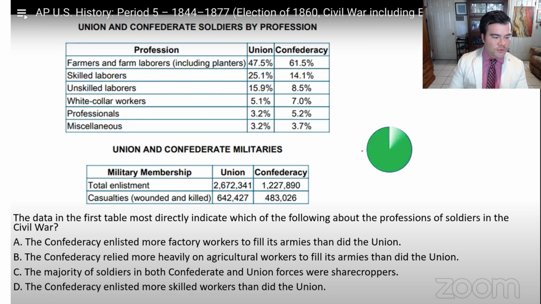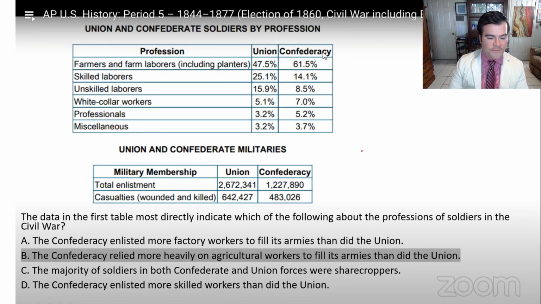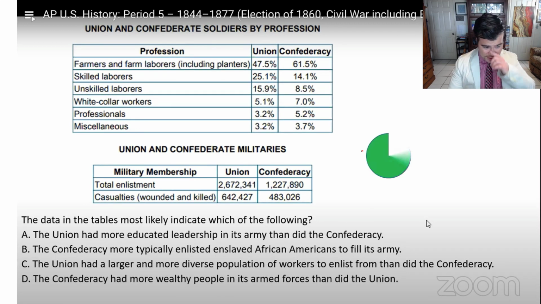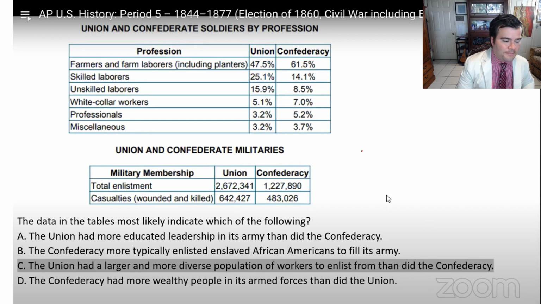What is the profession of the soldiers in the war? So the Confederacy had more farmers than the Union. Good. Data in the tables more likely indicate which of the following. A looks good. B doesn't look good. C looks good. D does not look good. So it's either between A and C, and it's C.